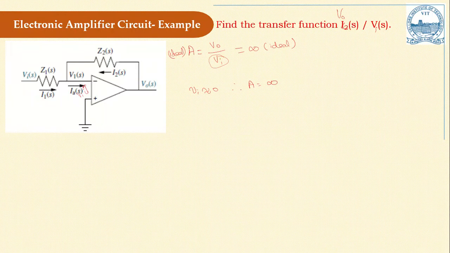The potential difference across these two terminals is nearly equal to 0. Why? Because the positive non-inverting input is connected to the ground, so the potential here is 0 volt. By the concept of virtual ground, that is the ideal infinite gain, this voltage difference is 0. Since this is 0, I am assuming the potential at this node is also equal to 0.